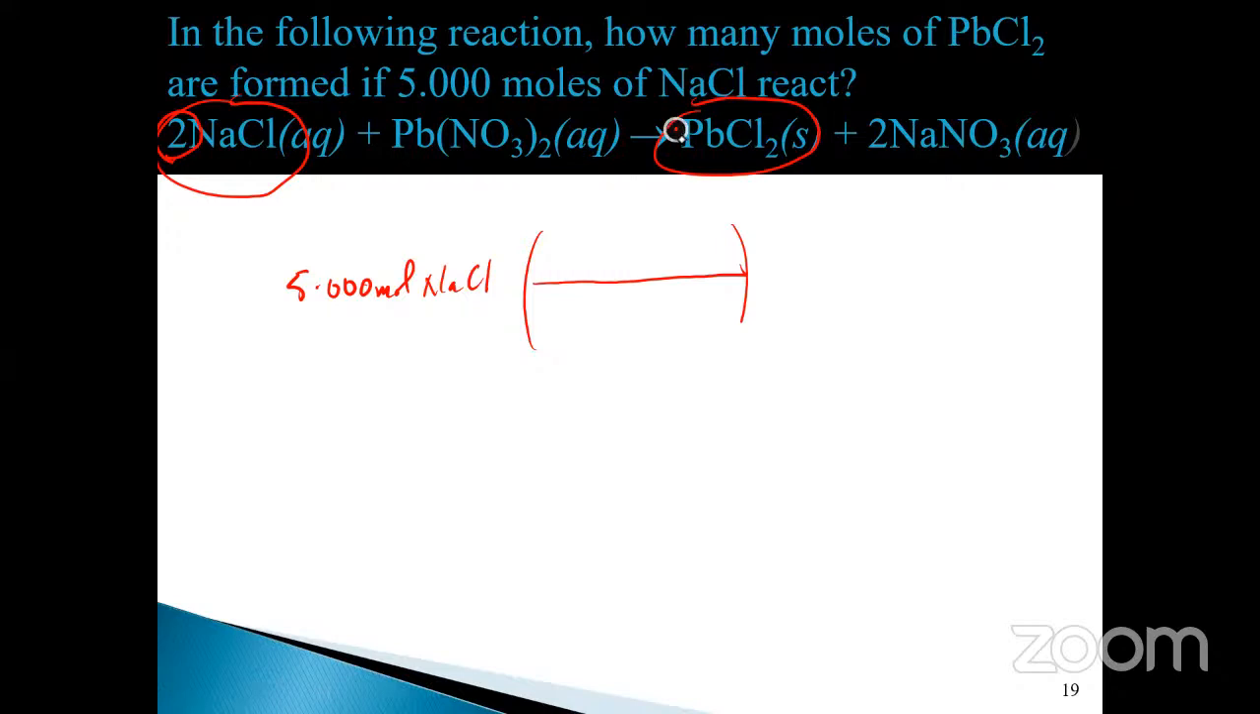So of course, we all know that there's a 1 here. It's understood to be a 1 right there. So therefore, the way you're going to set this up here is that you're going to have 2 moles of sodium chloride down here and 1 mole of lead 2 chloride above. And that's it. And then you do the number crunching, which I can do without a calculator here. And the answer becomes 2.500 moles of lead 2 chloride. And that's it. All right.